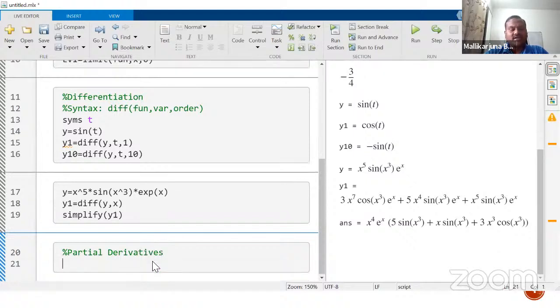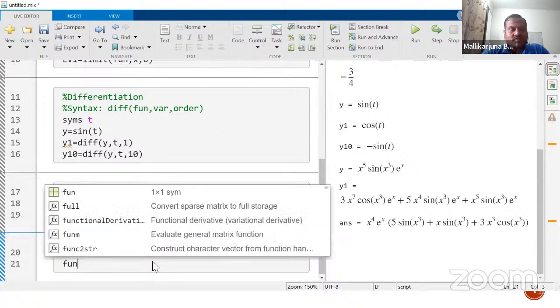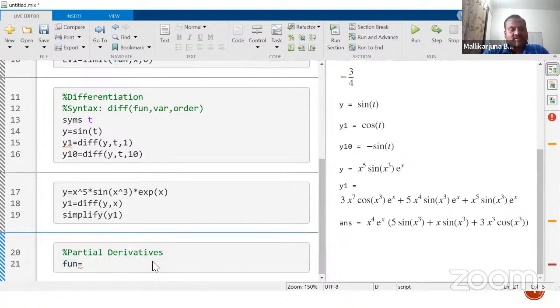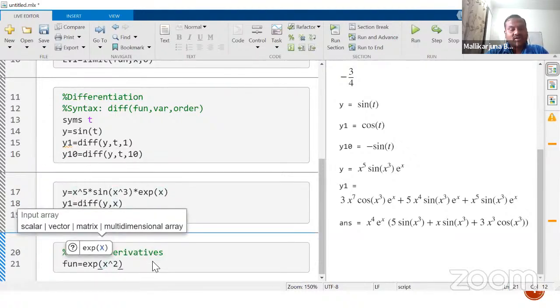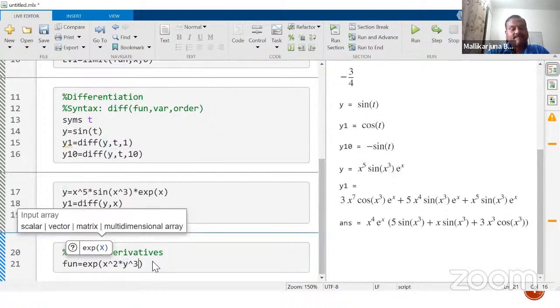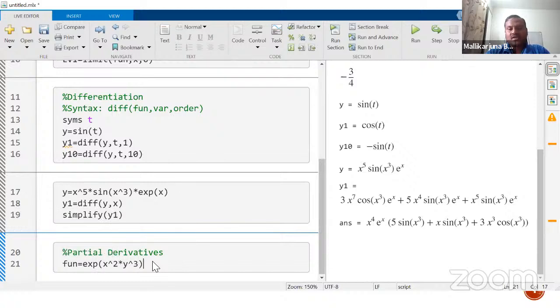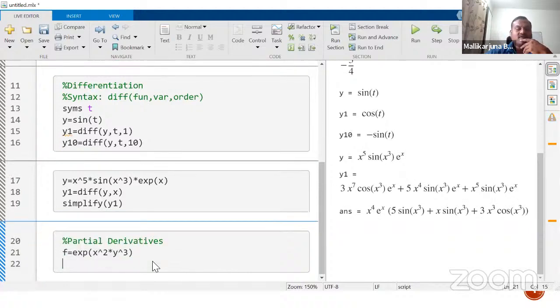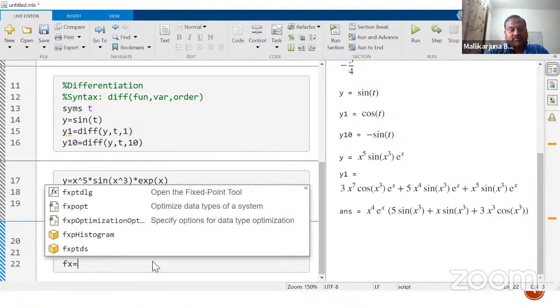Next, partial derivatives. Suppose the function is exponential x square y cube. This is the function. We need to differentiate this, so I'll take f only. We need to differentiate this with respect to x. So fx, I will take fx is equal to.